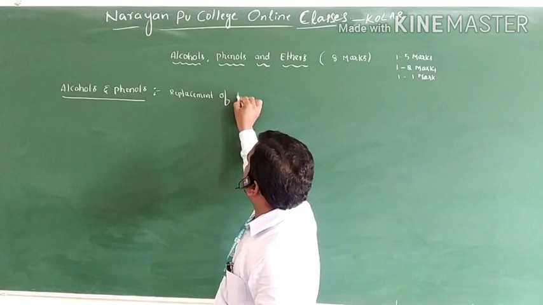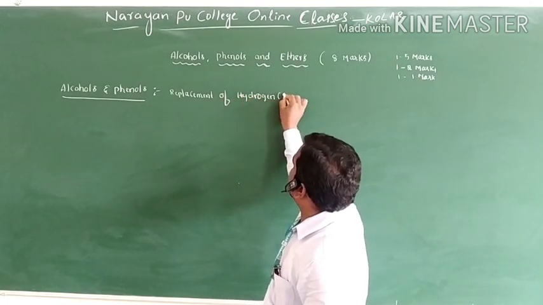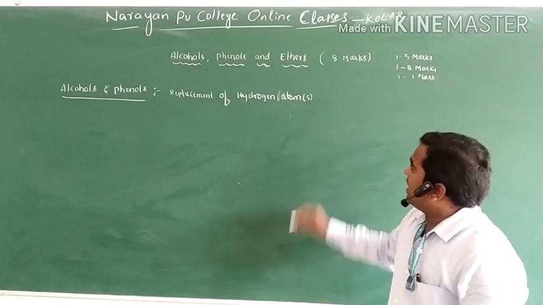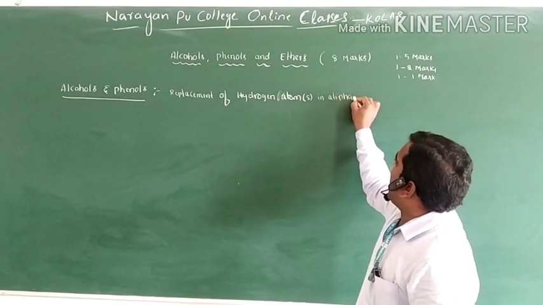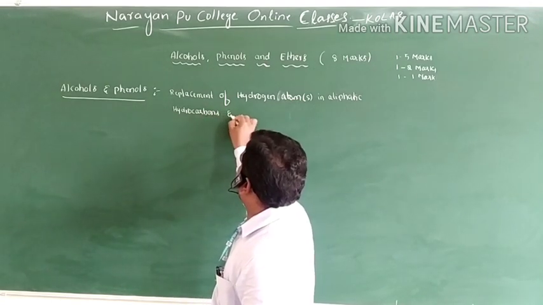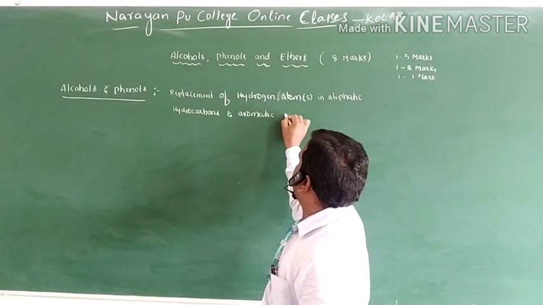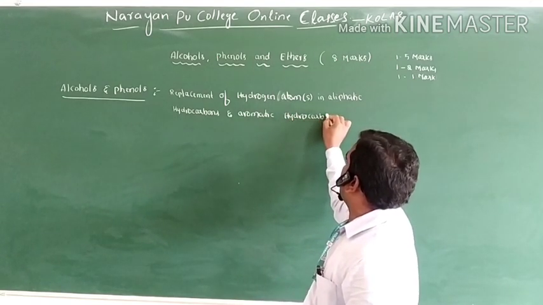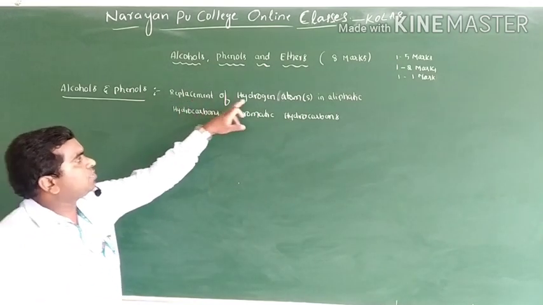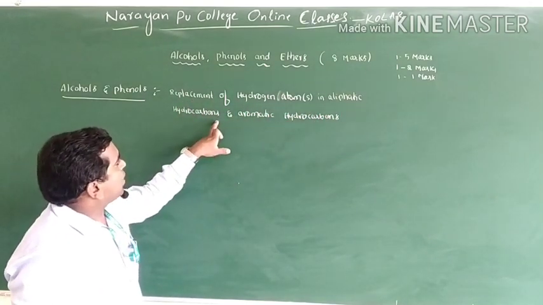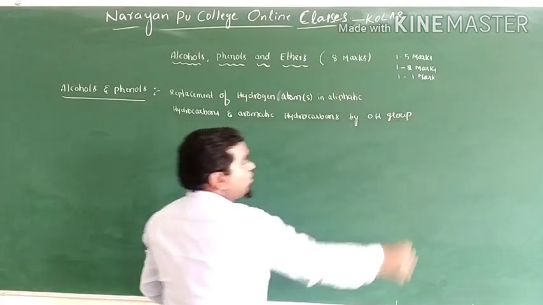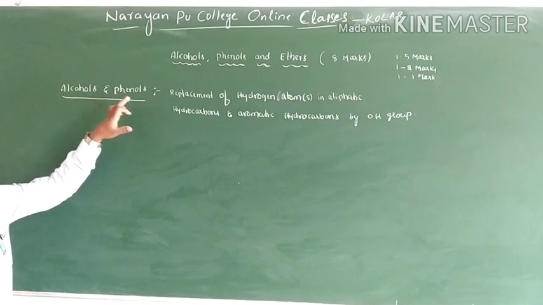How are they obtained here? By replacement of hydrogen atom or atoms in aliphatic hydrocarbons and aromatic hydrocarbons by the OH group, and it gives alcohols and phenols respectively. Simple. Replacement of hydrogen atoms in aliphatic hydrocarbons and aromatic hydrocarbons by which group? The OH group, and it gives alcohols and phenols respectively.